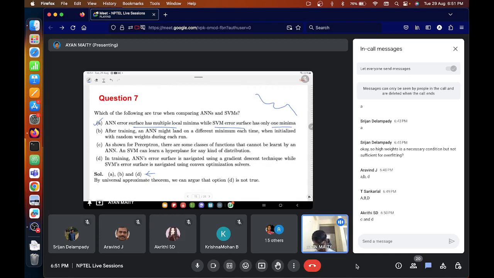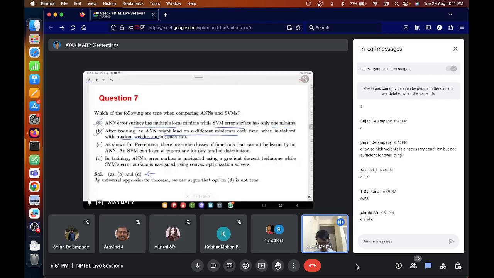Option B says after training, ANN might land on a different minimum each time when initialized with random weights during each run. If we pick random weight values, on each run it would give a different output, and it would land on a different minimum. So it might get stuck in a local minima point if we randomly initialize the weight values on different runs. So option B is also correct.